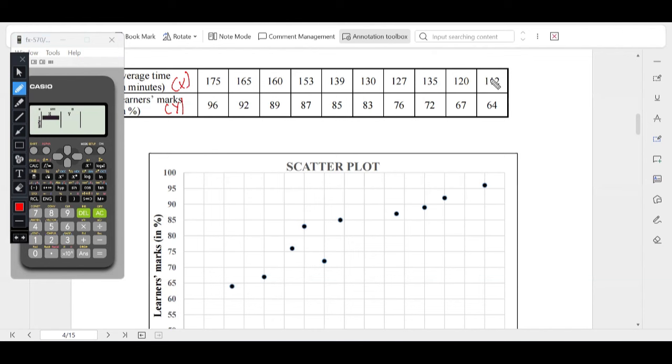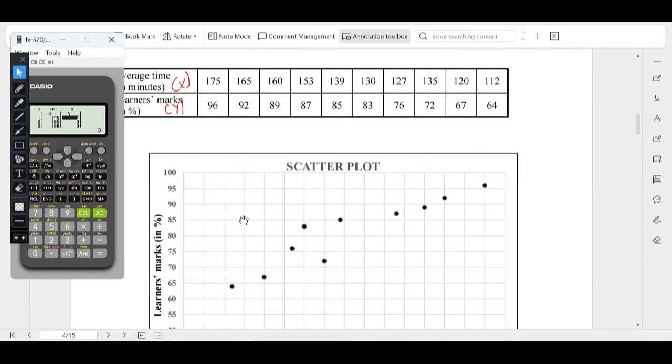So we're going to start with the ones on X. So that's 175 followed by 165 followed by 160 then followed by 153 followed by 139 followed by 130 and then we have 127, 135 and then 120, and then we have 112. So yes, all 10 have been recorded. Then you go back up, and then you start recording the other ones.